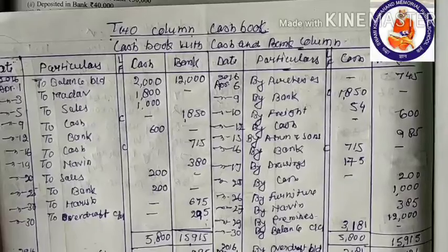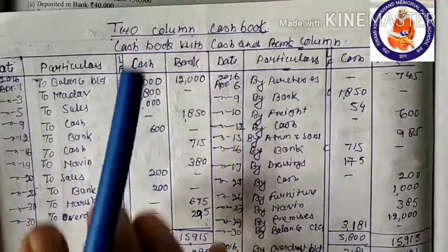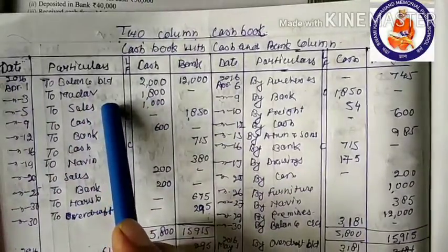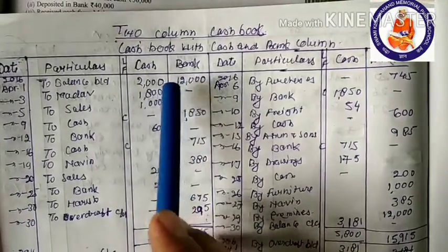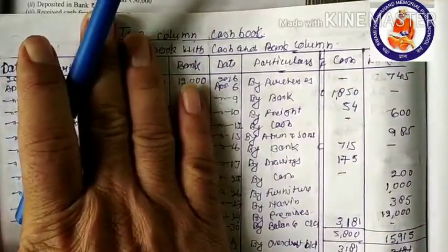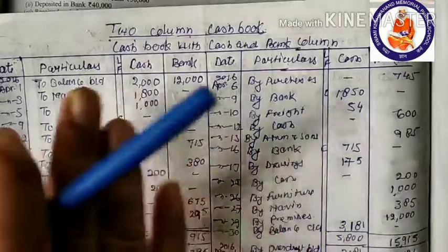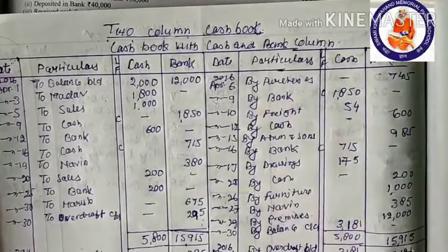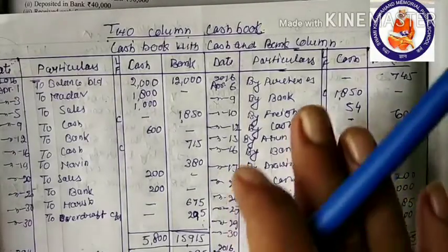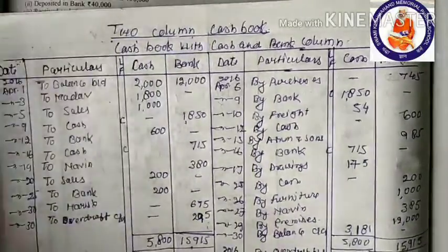And I told you, if cash is increased, that is shown as debit, entered here. If bank is increased with some transaction, it is entered here on the debit side. Means cash or bank increases with which transaction, they are entered on the debit side, and where cash or bank balance reduces, those are entered on the credit side. Okay, so we are taking this question.